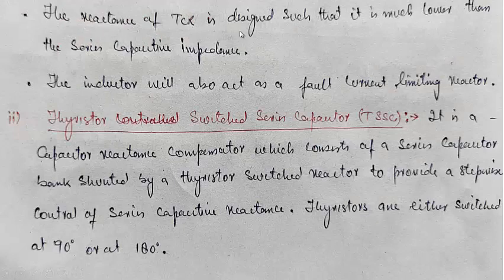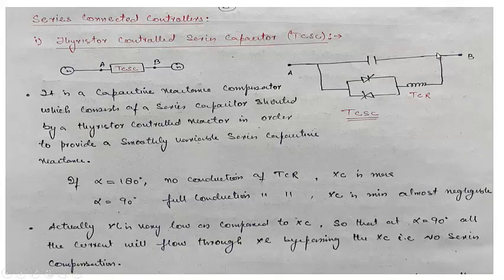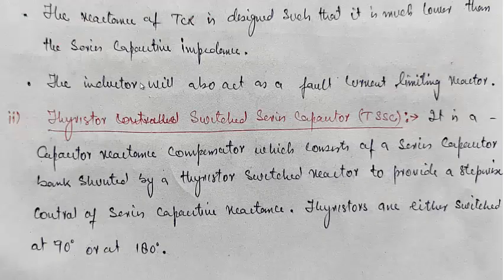The reactance of TCR is designed such that it is much lower than the series capacitive impedance, as I have told you just before. Sometimes the inductance will also act as a fault current limiting reactor, because when all the current will flow through this, it will act as an inductive circuit only, and when it acts as an inductive circuit, it will add some inductance to the line. So when inductance is added, you will see that fault current will decrease.